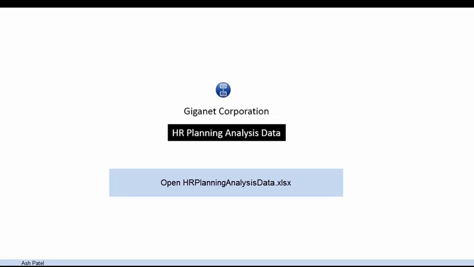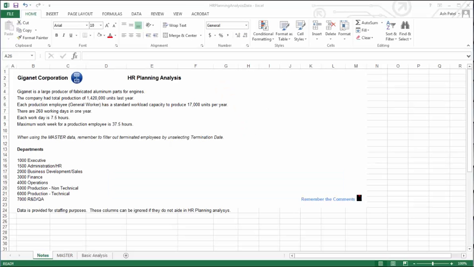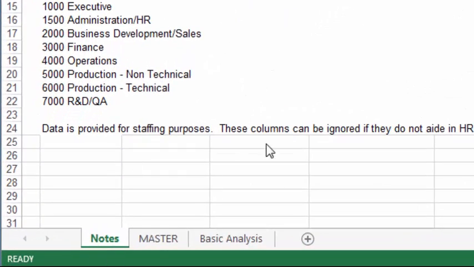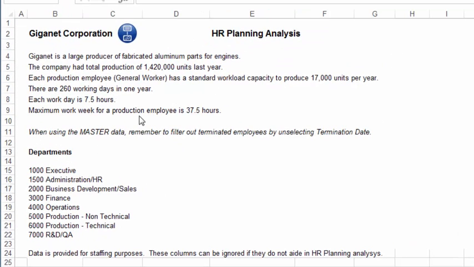And then open up the HR planning analysis data file, and you'll see all sorts of interesting data available for you to use. So we start off with the Notes tab, and that just gives you some pointers in terms of who these people are, what the company is. We're a large producer of fabricated aluminum parts for engines, so there's machinery involved, there's staff, there's warehousing, there's inventory, and so on. And it gives you some metrics in terms of how many units are produced, how many people, how many days or hours people can work. So we use that for indexing purposes.